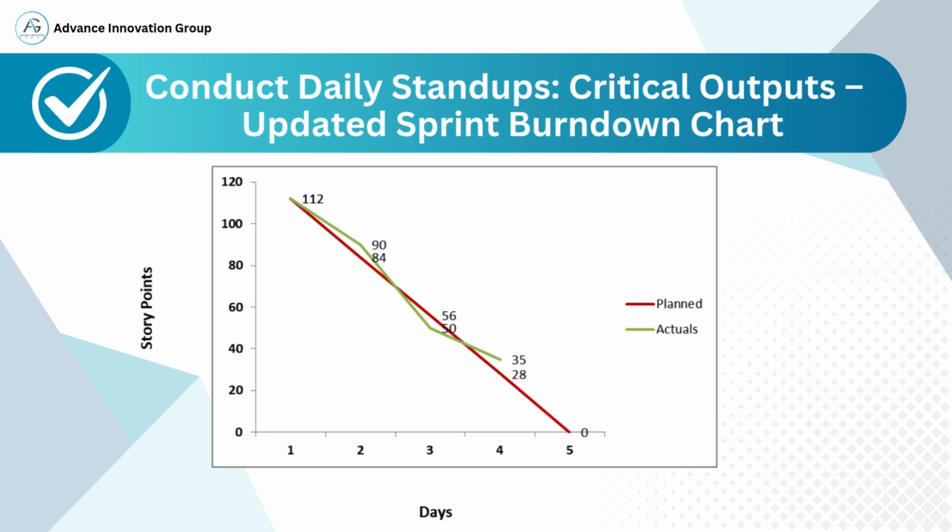The green line shows the actual progress achieved by the team. Day 1, 112 points, starting point. Day 2, 90 points. Day 3, 84 points. Day 4, 56 and 50 points, showing steady work completion. Day 5, 35 points remaining, with progress continuing toward the sprint goal.